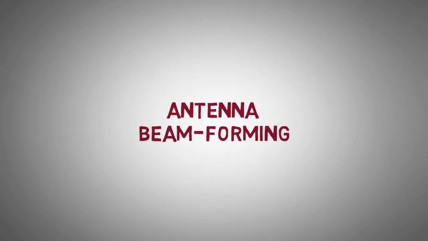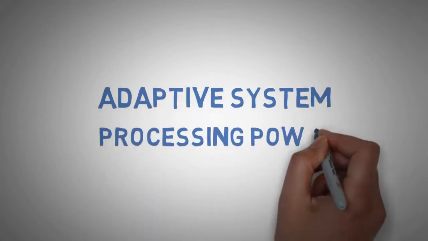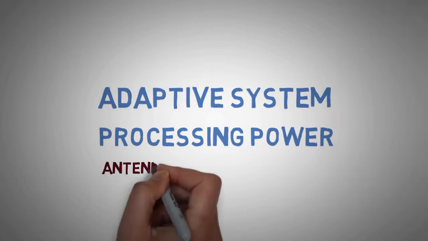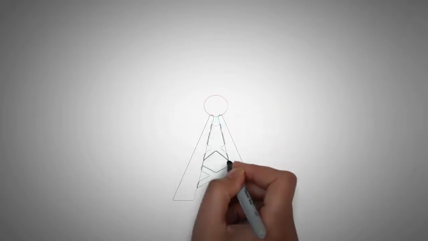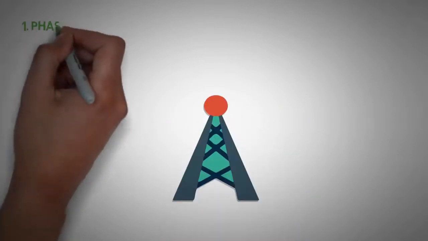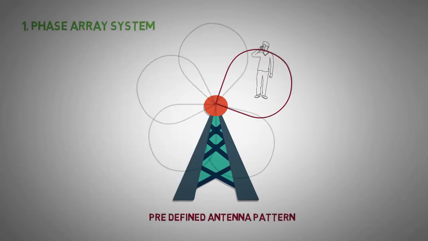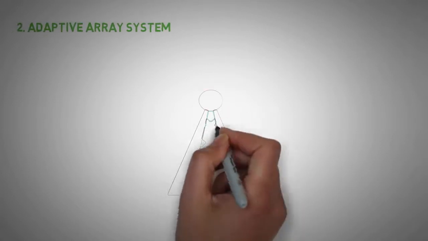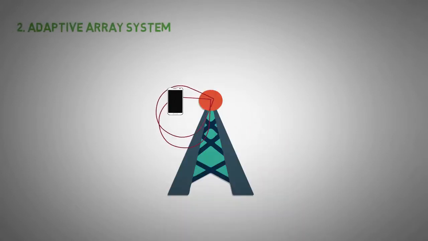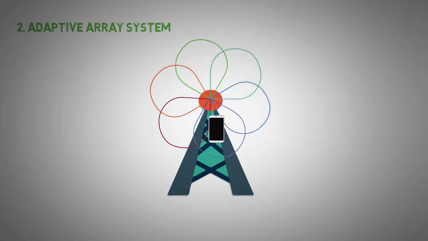Antenna beam forming. With the development of more adaptive systems and greater levels of processing power, it is possible to utilize antenna beam forming techniques with systems such as MIMO. In this technique, smart antennas are used, which can be of phased array system. Phased array systems have a number of predefined patterns. The required one is being switched according to the direction required. Adaptive array systems. This type of antenna uses what is termed as adaptive beam forming, and it has an infinite number of patterns and can be adjusted to the requirements in real time.